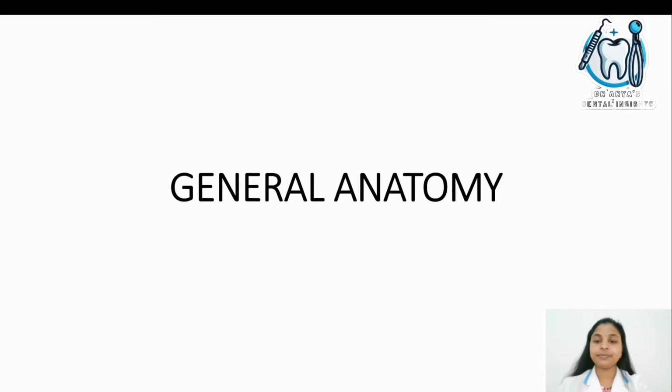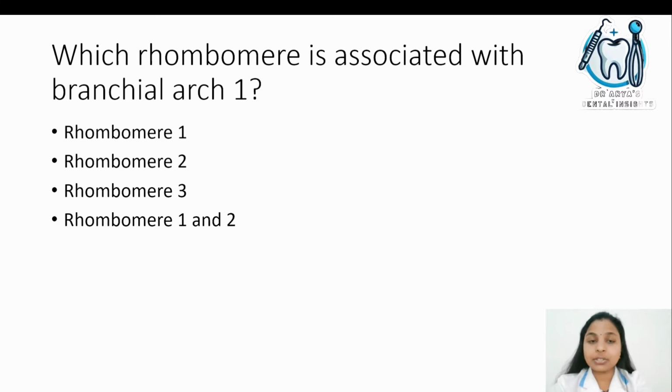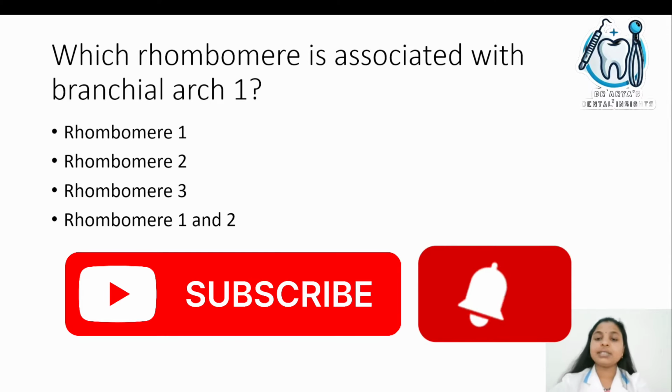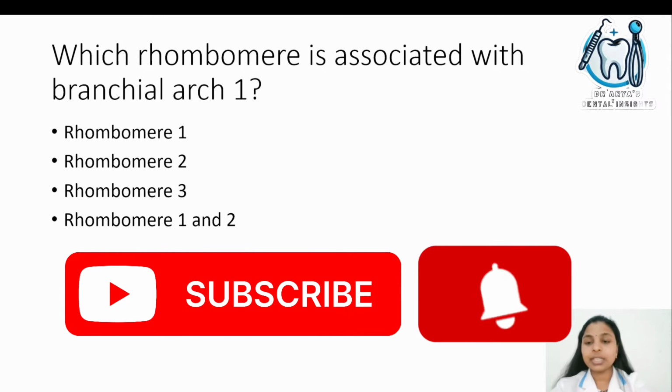Let's begin. So first question is, which rhombomere is associated with branchial arch 1? Any idea? So the options are rhombomere 1, rhombomere 2, rhombomere 3 and rhombomere 1 and 2. So let's move to the discussion part.